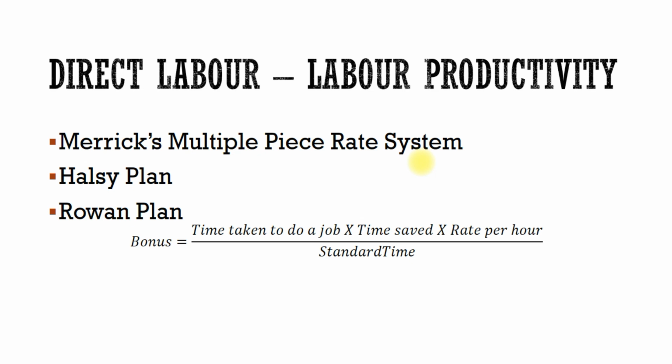Two more important terms while introducing cost accounting direct labor concepts are the Rowan plan and the Halsey plan. In the Halsey plan, for instance, an hourly rate is fixed for a worker, and if he or she finishes the job in less than standard time, a bonus equivalent to 50% of the wages of time saved is paid. Now what about the Rowan plan? In the Rowan plan, the bonus is paid according to the equation which is given. Bonus is paid which is proportional to time taken to do the job, time saved and rate per hour, and is inversely proportional to the standard time.